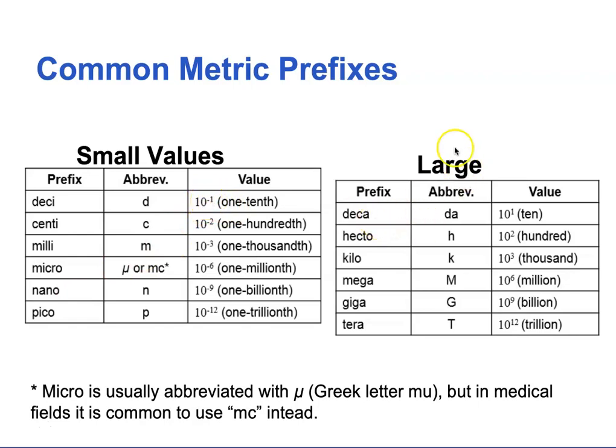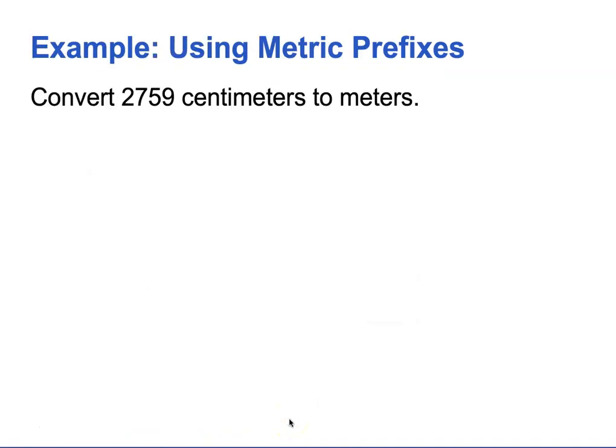A deca is our larger ones. So if you had a decagram, it would be 10 times how many grams that you normally would have. Micro is usually abbreviated with a mu right here. That's a Greek letter mu. But in medical fields, it's also seen as MC instead. And again, that's a typo there. I apologize. They forgot the S in it instead.